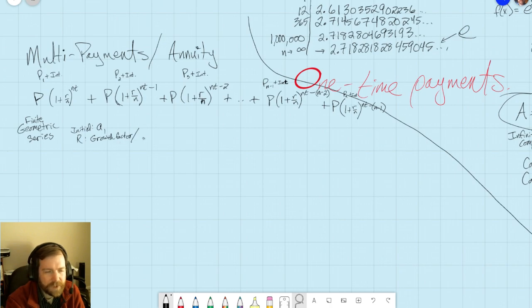All right, R is going to be our growth factor or ratio between the successive individual terms.